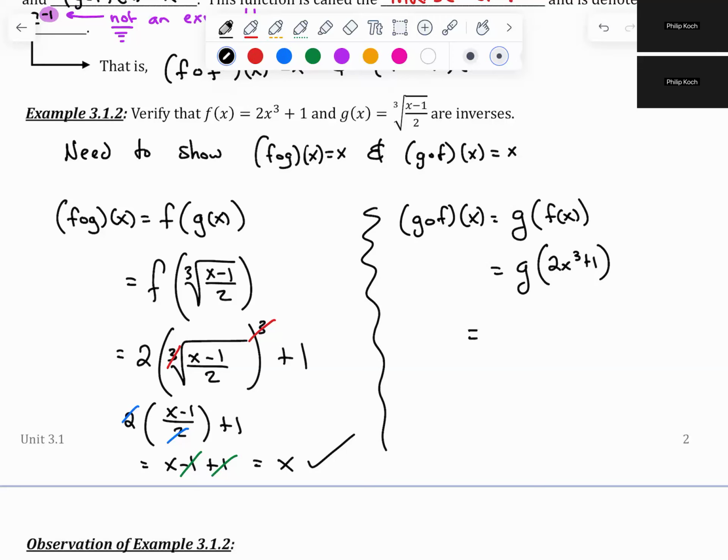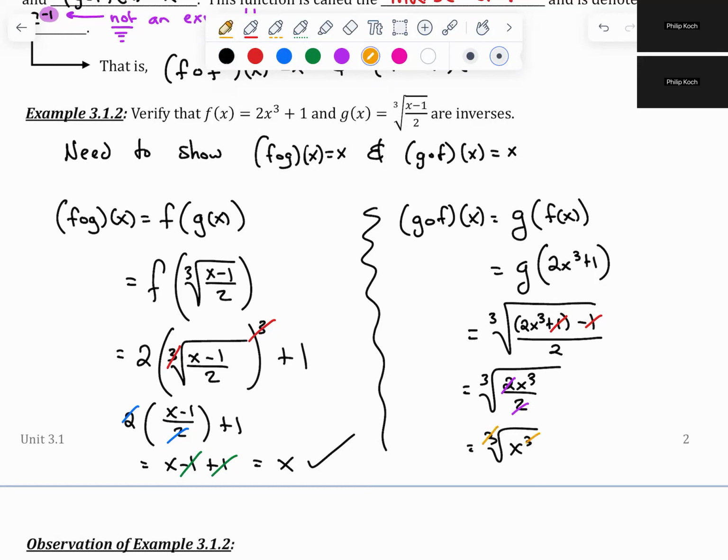So this will become the cubed root of the quantity 2x cubed plus 1 minus 1, over 2. And isn't that nice? The ones cancel. And we get the cubed root of 2x cubed over 2. And isn't that nice? The 2's cancel. And then we've got the cubed root of x cubed. Oh, that's nice too. Those cancel. And we just get back x. So they are inverses. So yes.